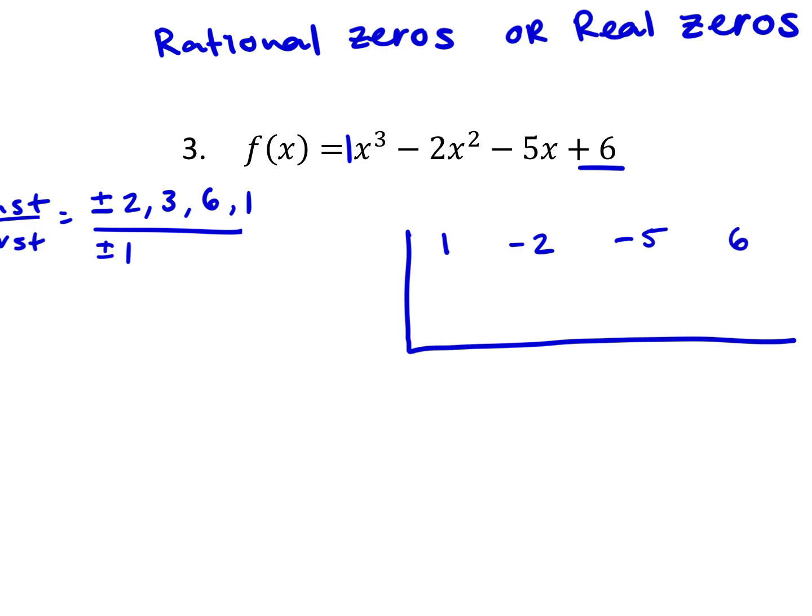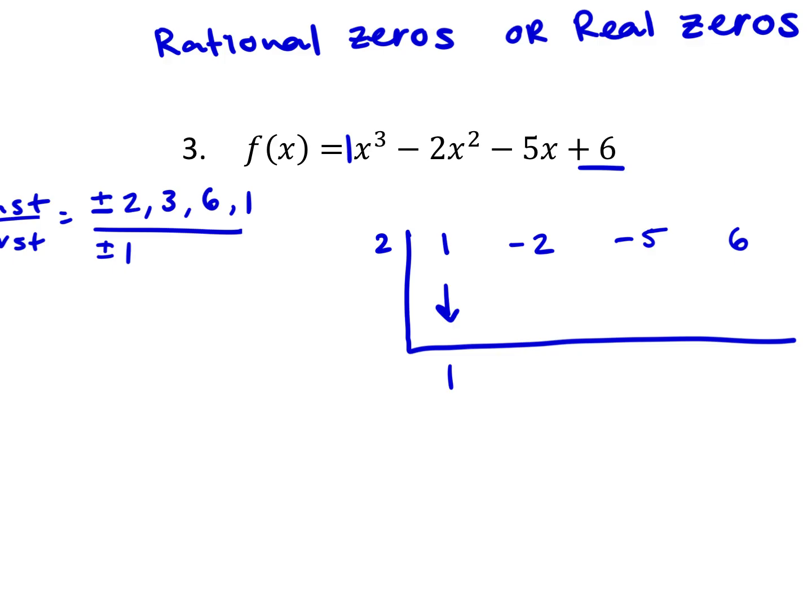Perfect. So our coefficients go inside the box: 1, -2, -5, and 6. What do you want to try first? Sure, let's try 2. I'm going to drop down the 1. And we said let's try 2 first. You can try any one of your possible options.